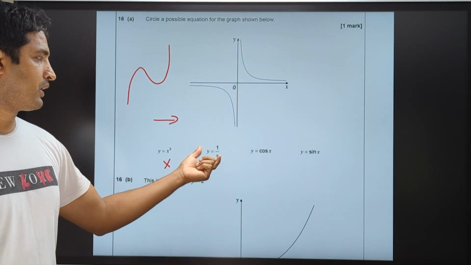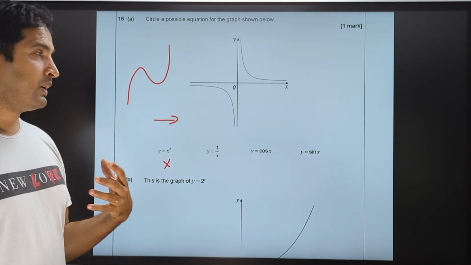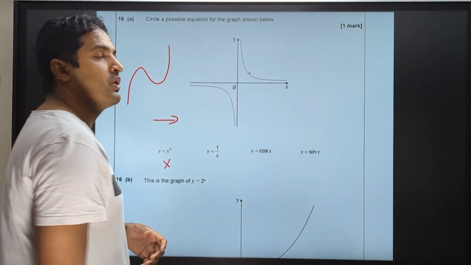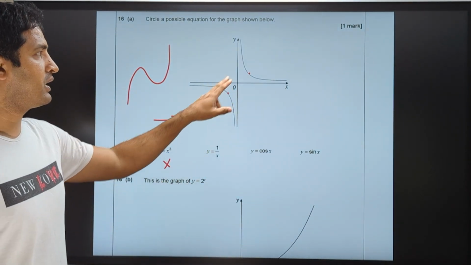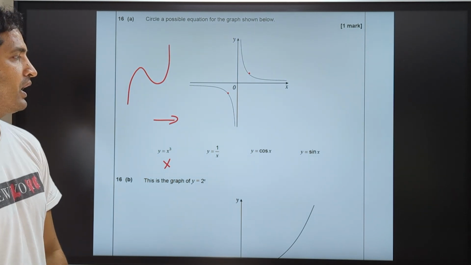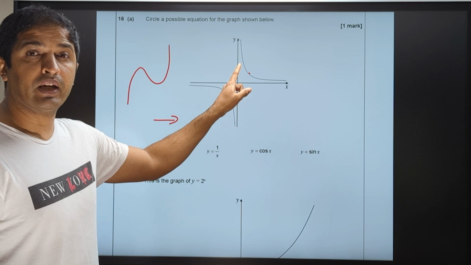Now if it's a reciprocal graph, so 1 divided by something, 1 divided by 1 is 1, so that's going to be there. 1 divided by negative 1 is negative 1, that's going to be there. Those are the biggest points you can possibly get. Then 1 divided by really small numbers, so 1 divided by 0.1 is 10.